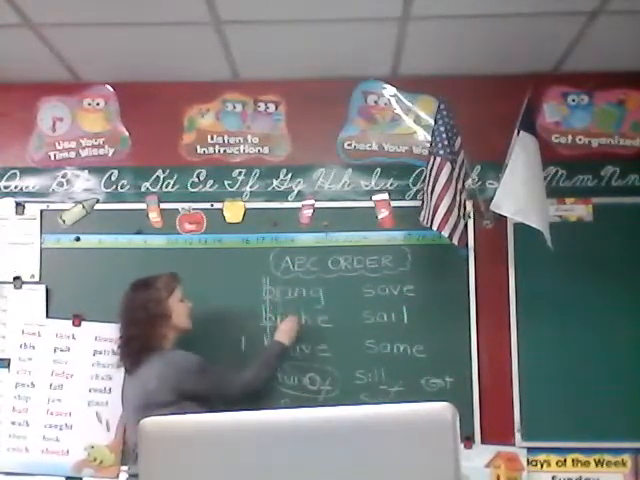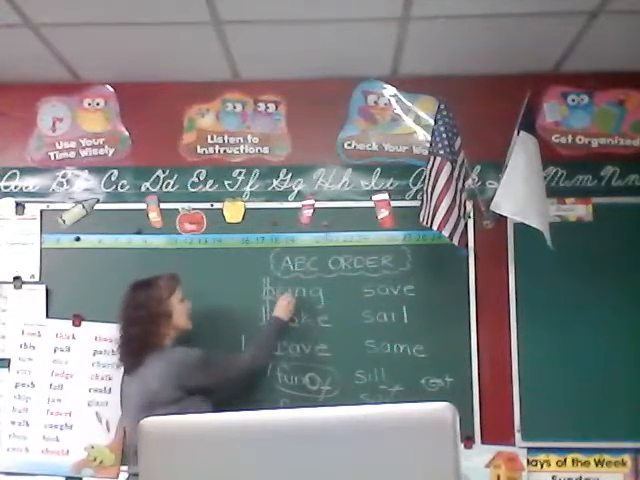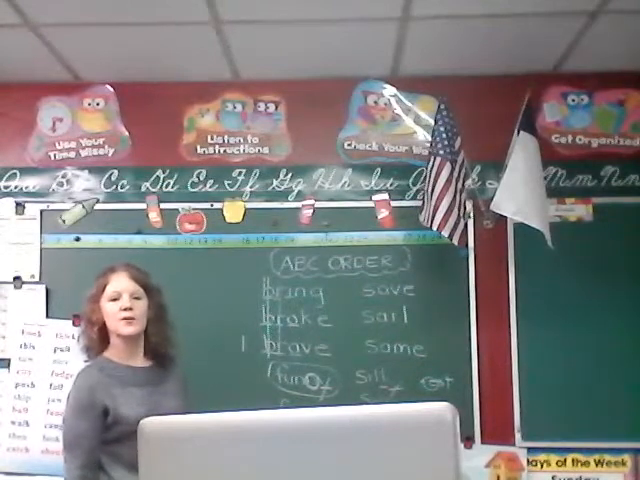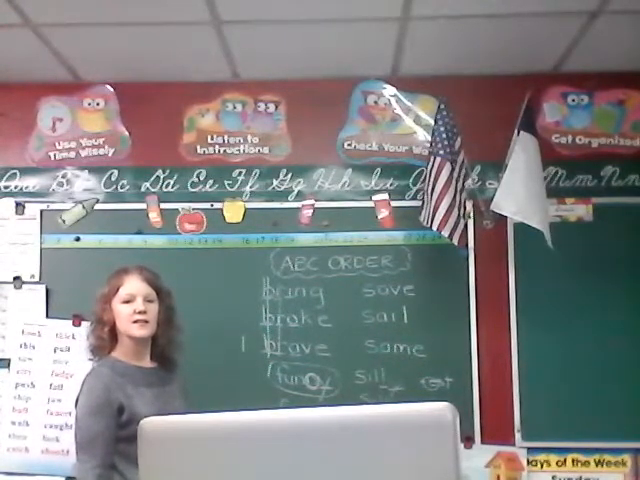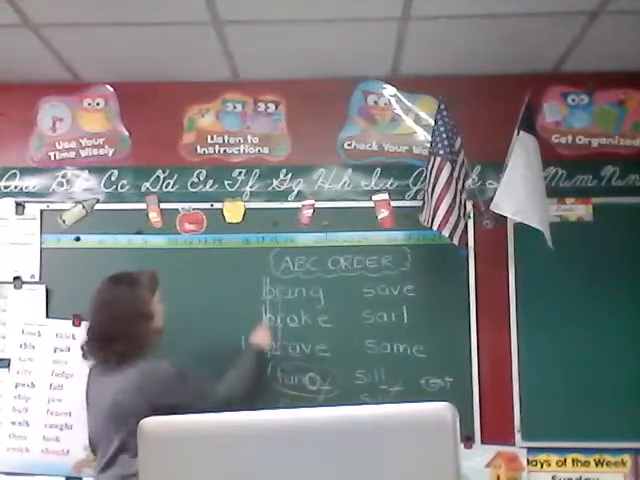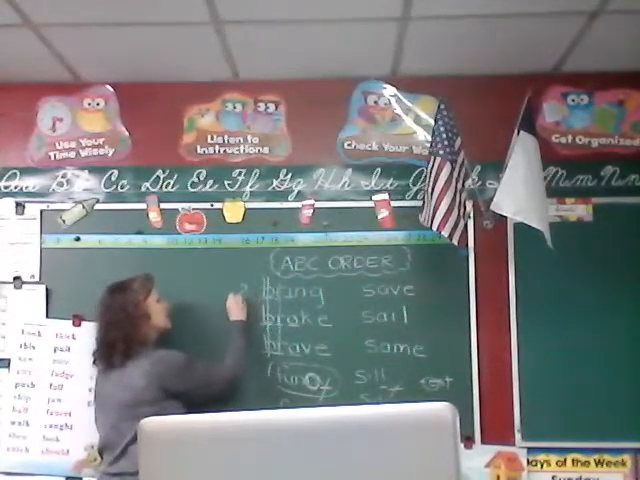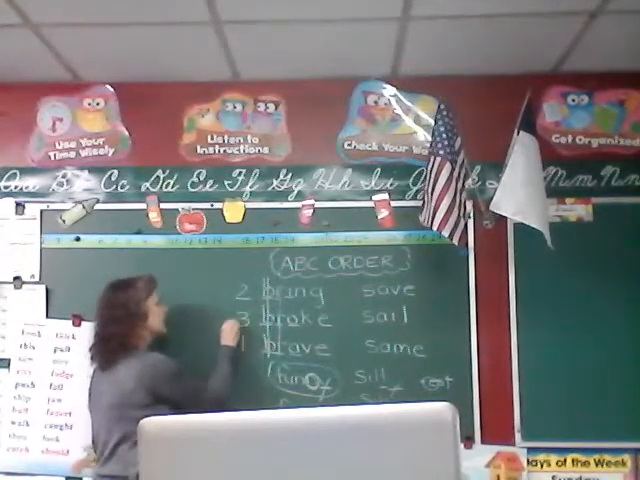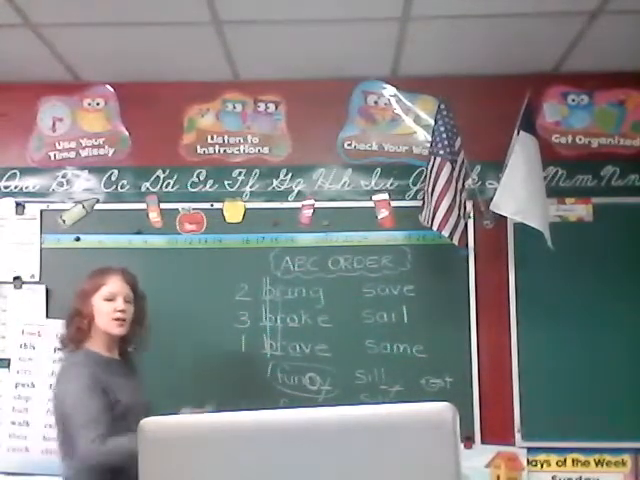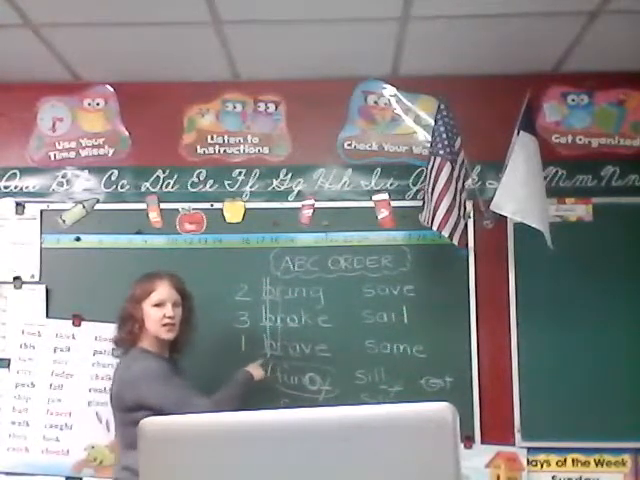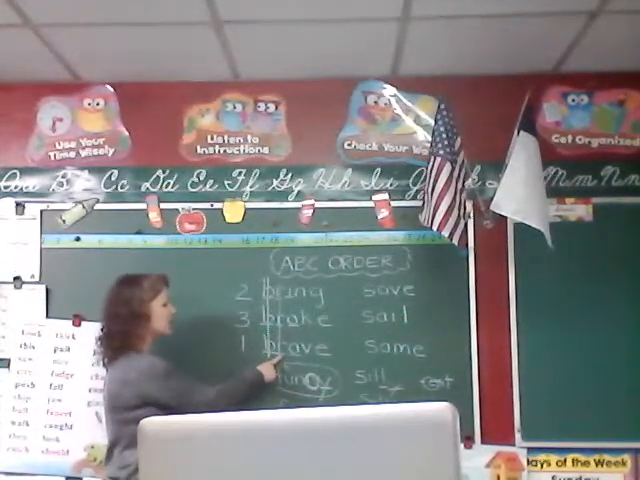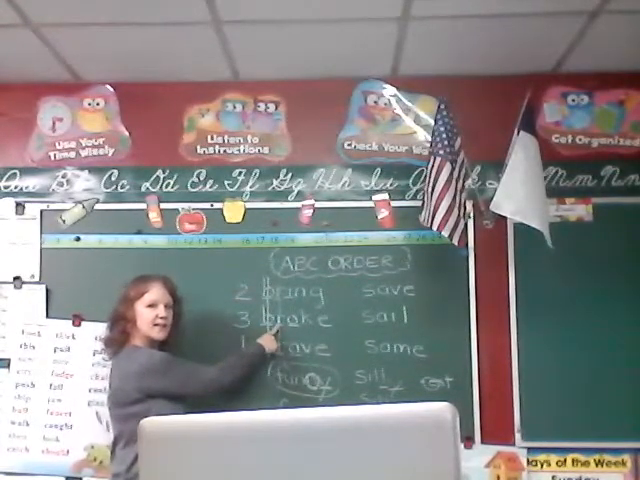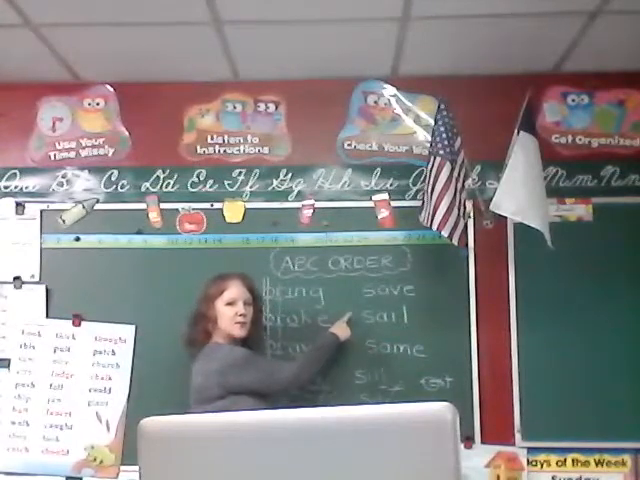Then we look at the other two. Which of those two letters comes first? An I or an O, Zoe? An I, right. So that would be our second word. And then, of course, that's our third word that comes last. So if you were going to look up these words in the dictionary, you would find brave, and then bring, and then broke.